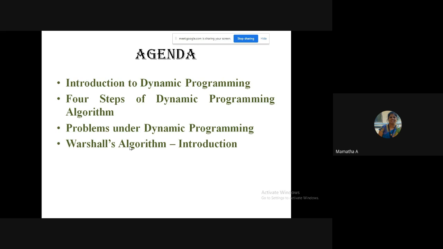So the agenda for today's class is to have a small introduction to dynamic programming, the 4 general steps that we follow in any dynamic programming algorithm, and the problems which we will be learning under dynamic programming. And I would like to introduce one of the algorithms, so-called Warshall's algorithm, in today's class.